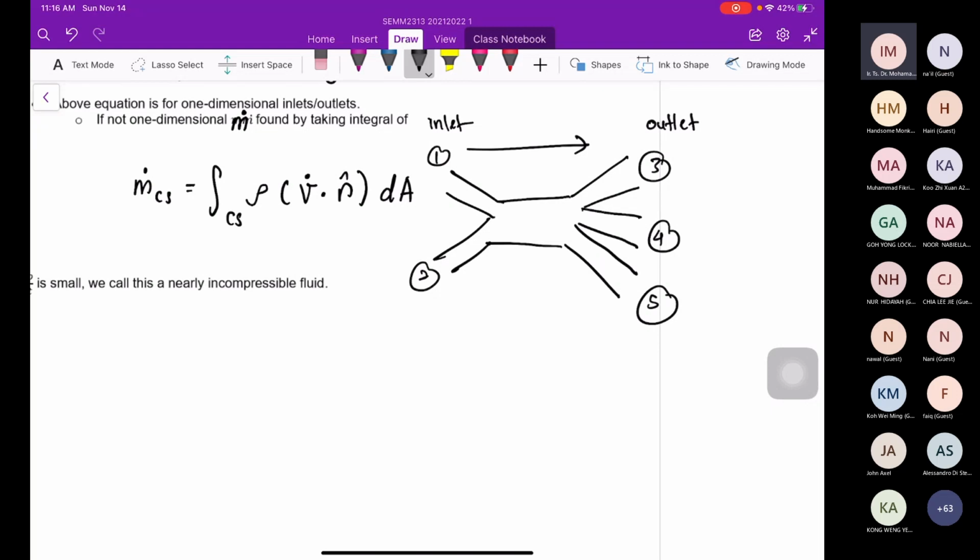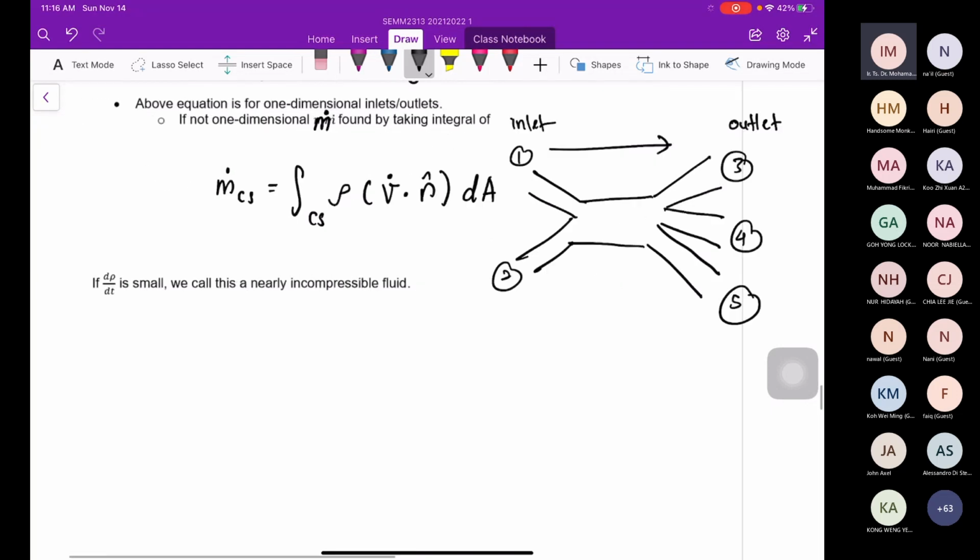So if the change of density over time is very, very small, we can call this nearly incompressible fluid. That means it is hard to compress. The change of density is so small, we can consider it to be an incompressible fluid.